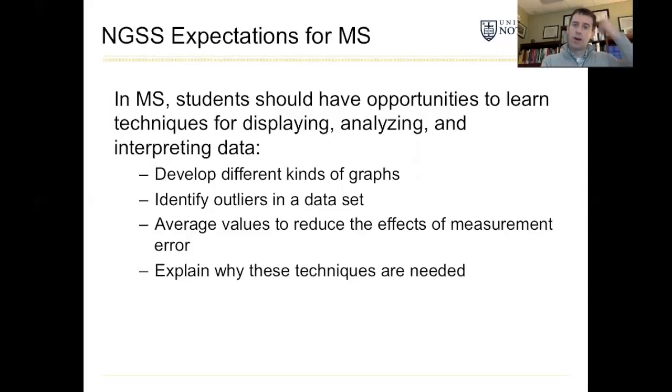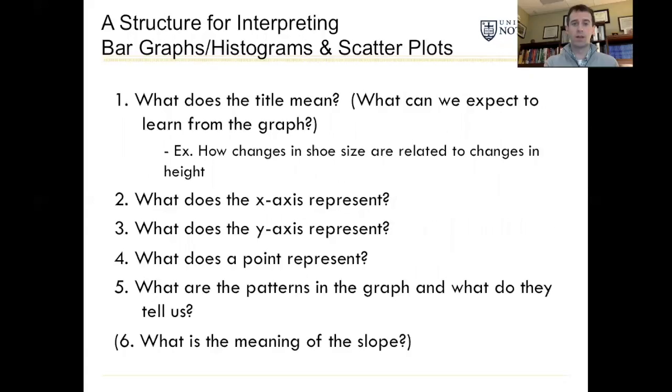So at the middle school level, I think students should have the opportunity to learn these techniques, to develop different kinds of graphs, and to talk about outliers. You're not going to talk about it in a statistical sense of being 2 standard deviations away from the mean. They're not going to understand that. But they can look at pieces of data and question, is that piece of data helpful? Maybe we should keep it in our set because it's good, or should we question whether this data was actually collected with high fidelity? Was it collected in an acceptable way? And then move students to see that averaging values tends to reduce the effects of measurement error or of some outliers, and help them explain why these techniques are needed.